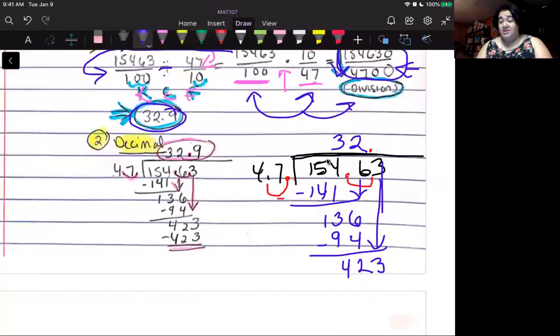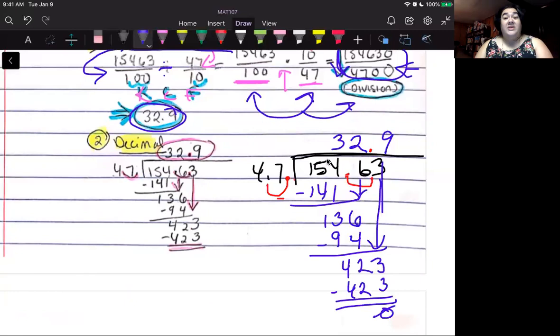So 47 goes into 423 about 9 times. Sorry, my pen shut off here. About 9 times. So 9 times 7 is 63, carry the 6. 9 times 4 is 36 plus the 6, which gives us the 42. And look at that, we are done. We have a 0 remainder, which when dividing decimals is required.